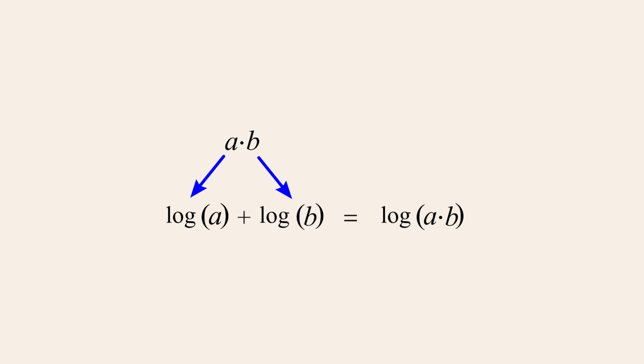If we want to multiply two positive numbers, using Napier's logarithm tables, we convert these two numbers to their logarithms and then add those two logarithms. Since the sum of the logarithms is equal to the logarithm of the product of a times b, using the logarithm tables, we convert that logarithm back to the product of a times b.